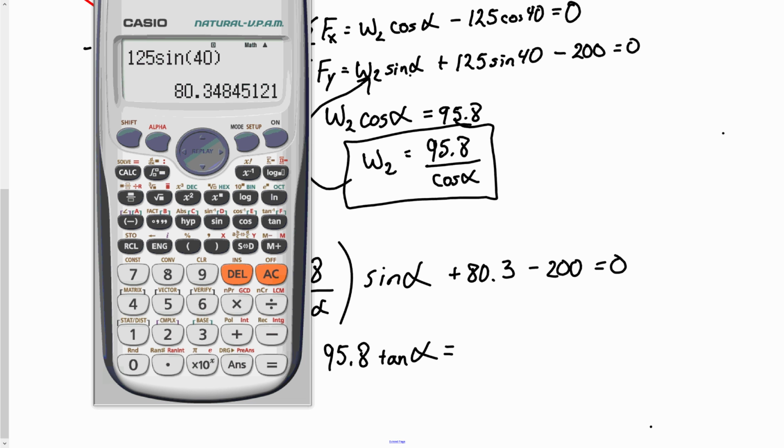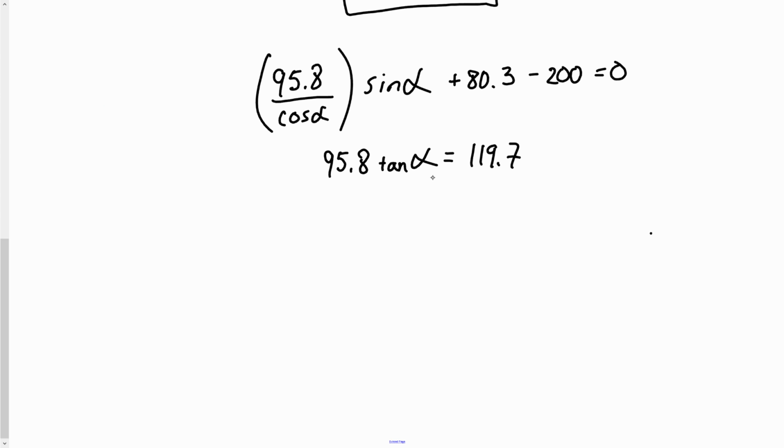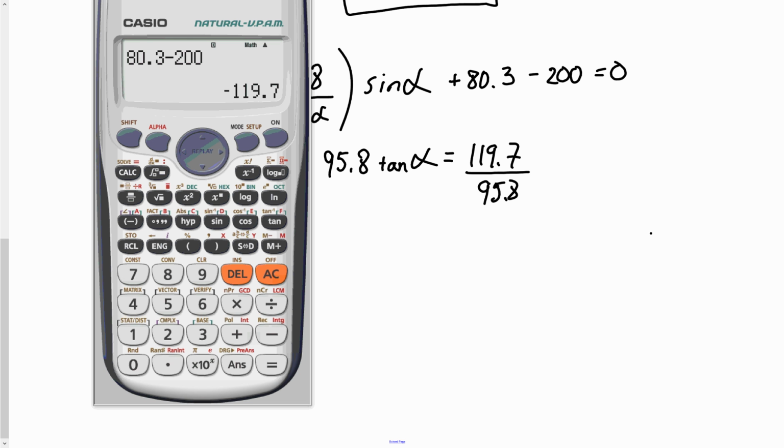What have we got? 80.3 minus 200. Move it to the other side though, and we've got 119.7. And hopefully you know how to solve for this already, but we're going to divide both sides by 95.8. I know my negative's still in there. I'm not too worried about it.